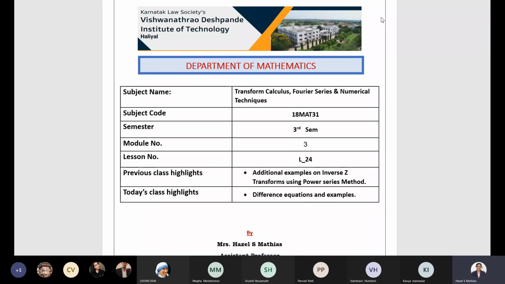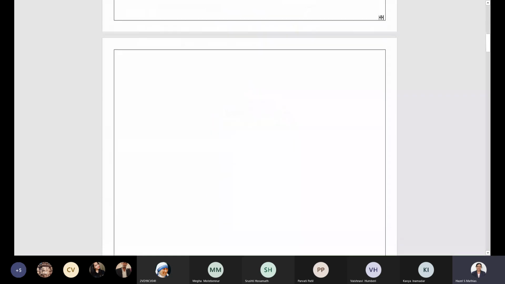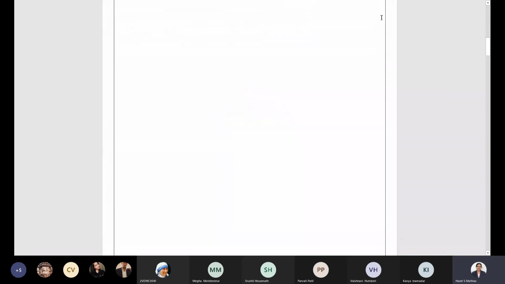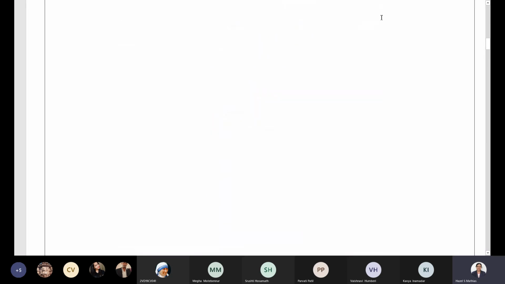In the previous class, we were discussing how to solve inverse Z transforms using the method of power series. There were some standard expansions which we should remember. By using those standard expansions, we can solve the questions in an easier way. However, the method of partial fractions is the easiest one, and you should concentrate mainly on that topic.